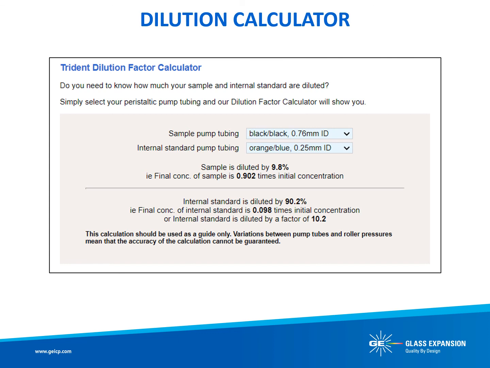The dilution calculator helps you quickly determine the dilution factor when using the Trident inline reagent kit based on the peristaltic pump tubing that is installed. In this specific example, we have selected black, which is 0.76 millimeter ID for the sample tubing, and orange-blue, which is 0.25 millimeter ID for the internal standard tubing. With this configuration, we now know the sample is diluted approximately 10%.